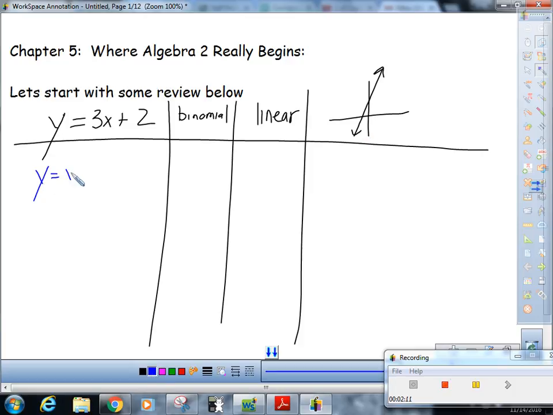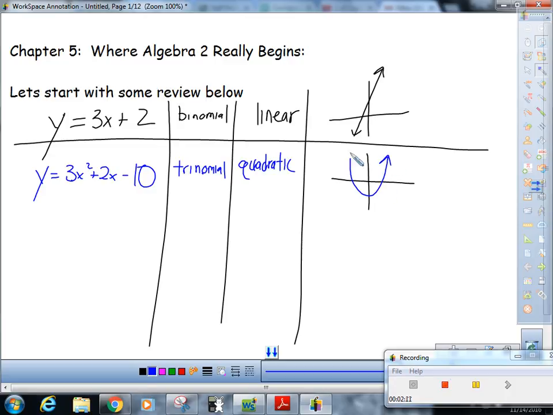What we've really been doing in here for the past month is something that looks like y equals, let's say, 3x squared plus 2x minus 10. That is called a trinomial. We'll get to that. Don't worry about it. It's called a quadratic function, and its graphs all look like this. So far, so good?